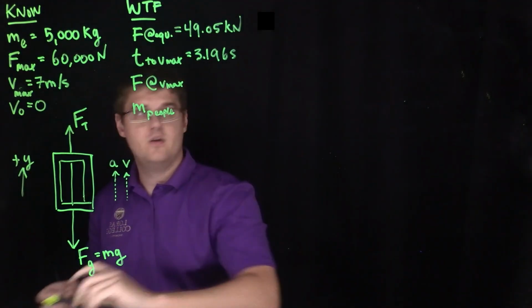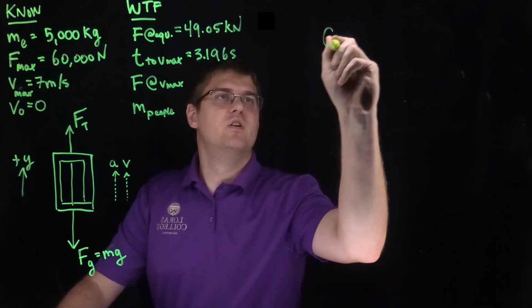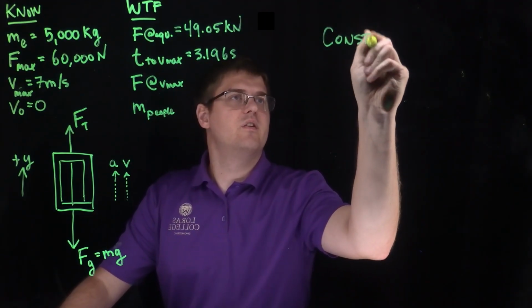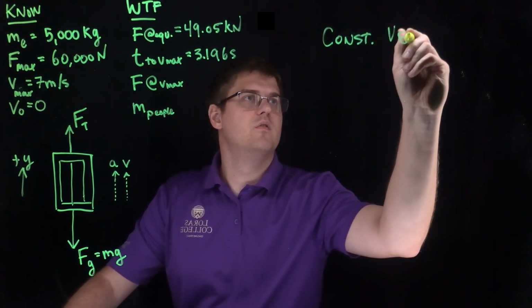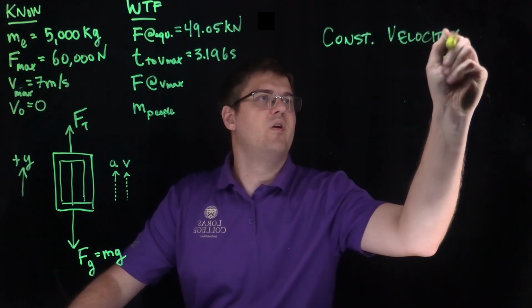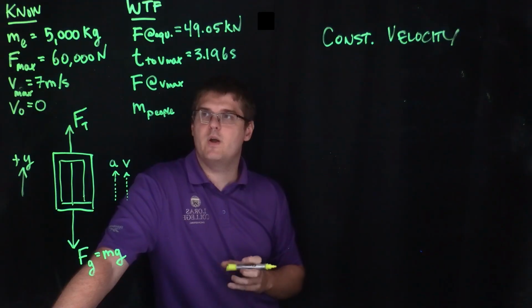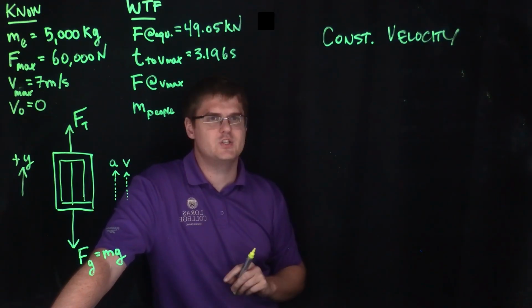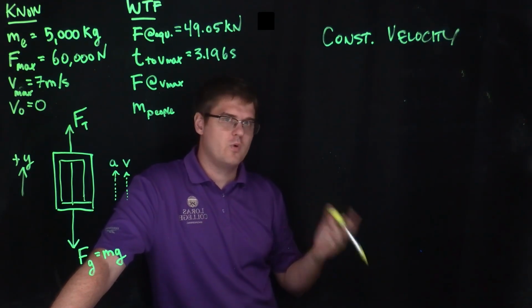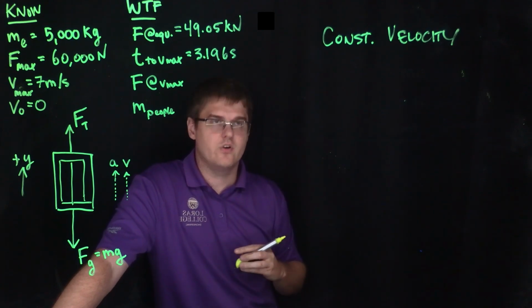Situation 3. We have constant velocity. We're going up. We've accelerated to the point where we are going 7 meters per second, and we want to just stay at 7 meters per second. We're not slowing down. We're not going faster.